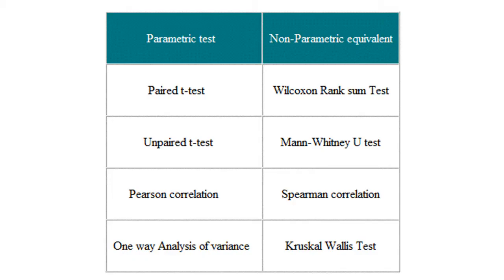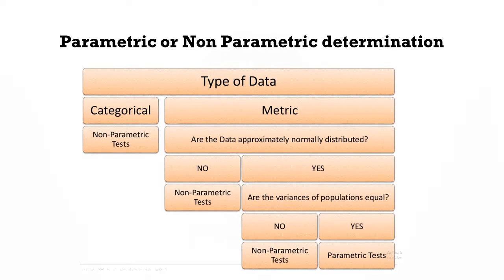Now, just to give you a small brief, there are many parametric and non-parametric tests. I'm not trying to explain how to do these tests, but I would rather categorize: parametric tests can be paired t-test, unpaired t-test, Pearson correlation, one-way ANOVA. All these are parametric. The non-parametric tests can be Wilcoxon rank-sum test, Mann-Whitney U-test, Spearman correlation, and Kruskal-Wallis test, which are already explained.